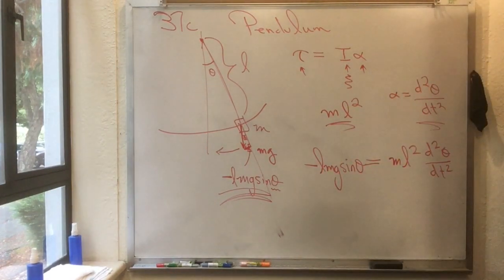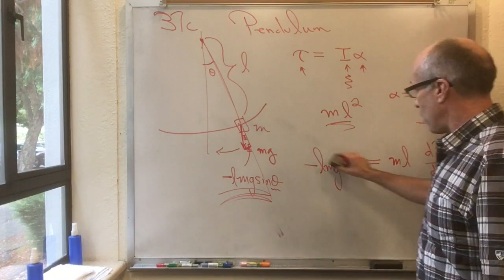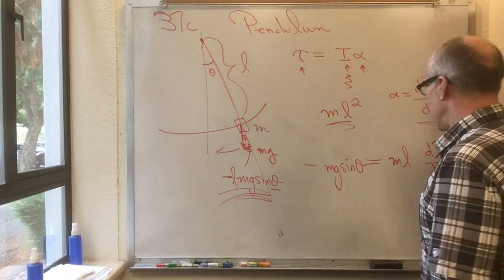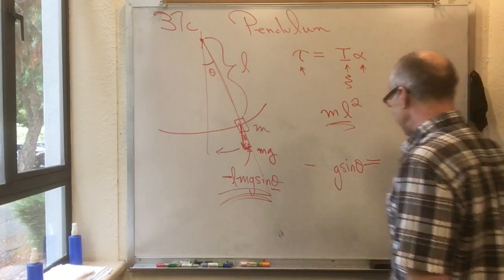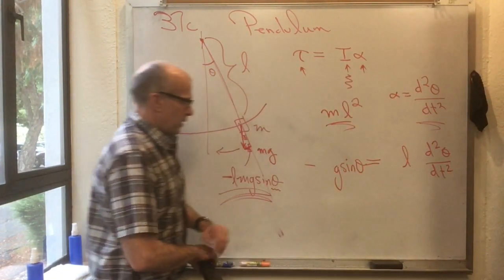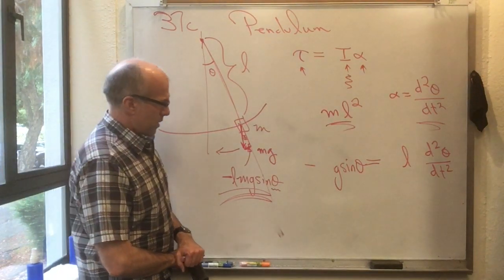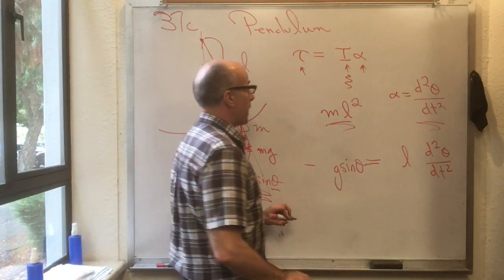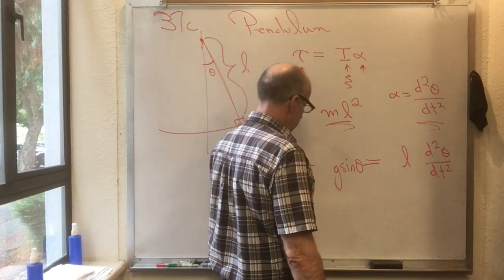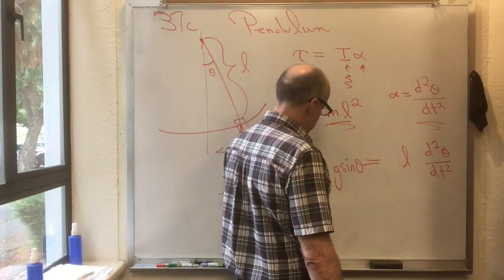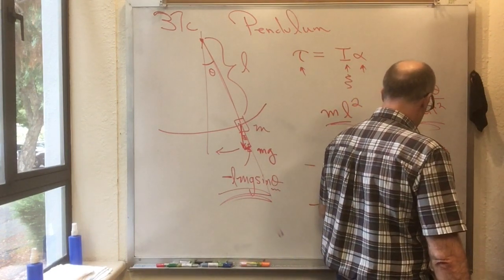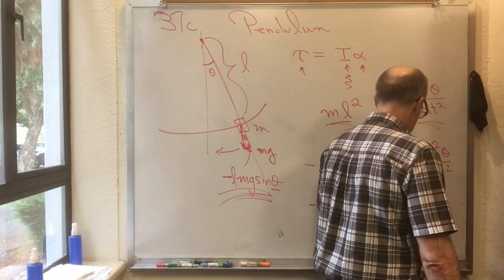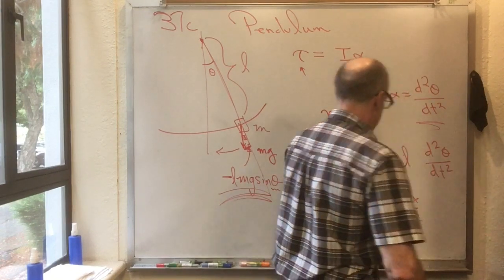Well, that's kind of nice. You can see things are already going to start simplifying. That L can go away against that L, and that m can go away against that m. Now, if you compare that equation with the one we had before, the one we just solved was minus k times x is equal to m d squared x dt squared.